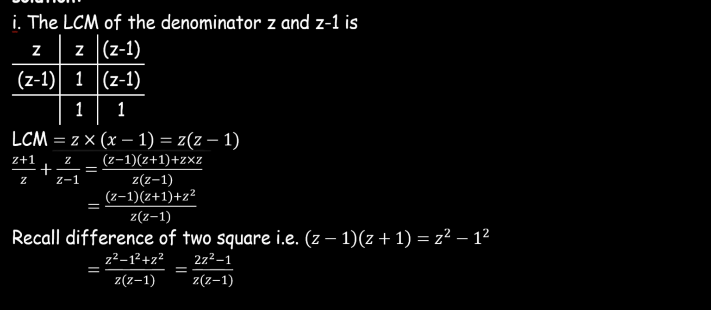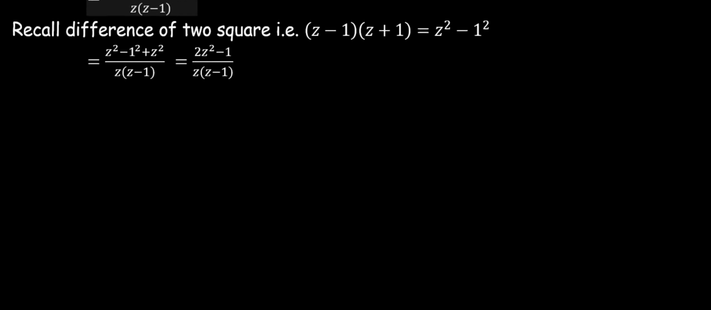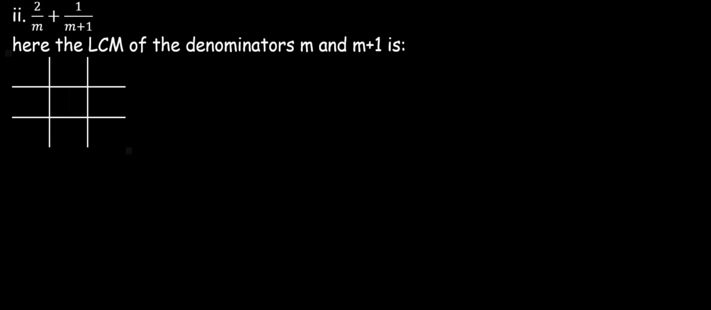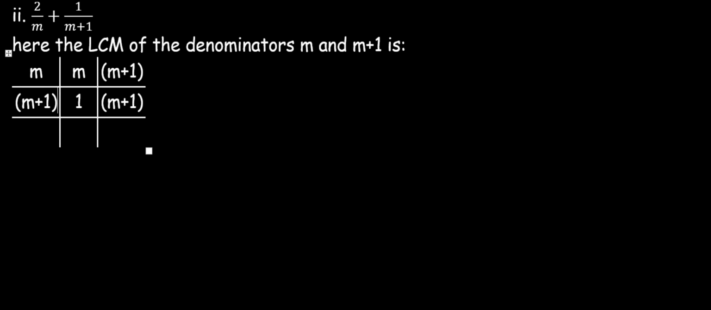Next, we simplify the second example, which is 2 divided by m plus 1 divided by m plus 1. Here, the LCM of the denominators m and m plus 1 is gotten as follows: we rule our line, then we take m, then m plus 1 in brackets. We take m first; m divided by m will give you 1. m divided by m plus 1, you just bring it down. Then next, we take m plus 1 to divide. When you divide 1, you bring 1 down. But when you divide m plus 1, it gives you 1.